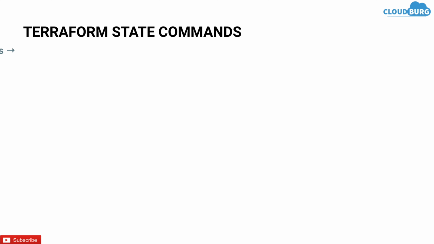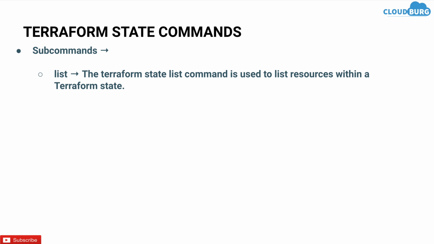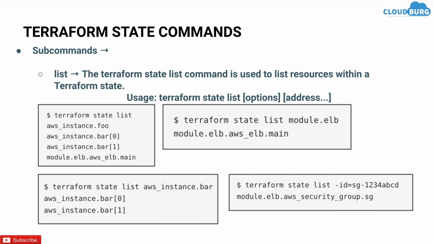So let's go through these subcommands one by one. First subcommand is list. The Terraform state list command is used to list the resources within a Terraform state. So the syntax is terraform state list with option and address. So as you can see in the first example, terraform state list. So this will list down all the Terraform resources you have in your Terraform configuration.